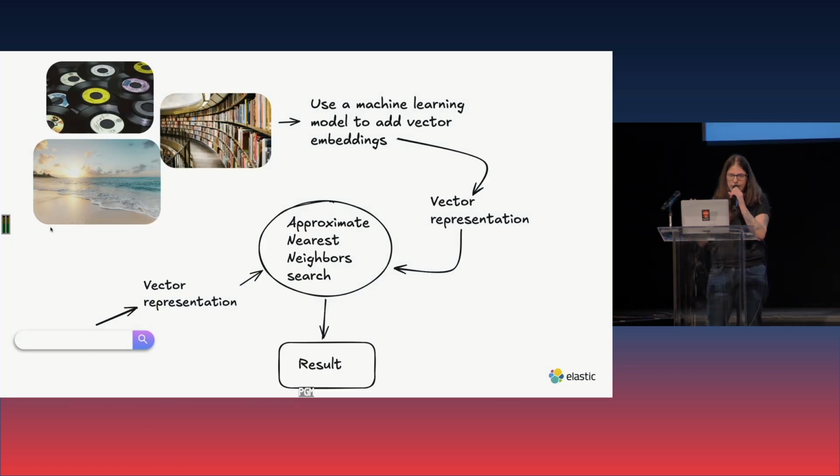So really, they leverage a machine learning model to translate documents into numbers, allowing you to perform vector searches. The way that I like to think about it is you have your images, your audio, your text, and you can use a machine learning model to add vector embeddings. Then that gets turned into a vector representation, which is just an array of numbers. And then your query also gets turned into a vector representation, and then you can run a similarity search such as approximate nearest neighbors to find the result. And that's really what happens.